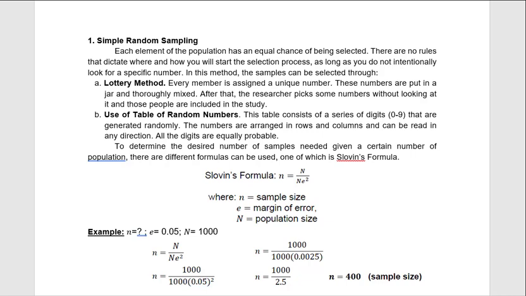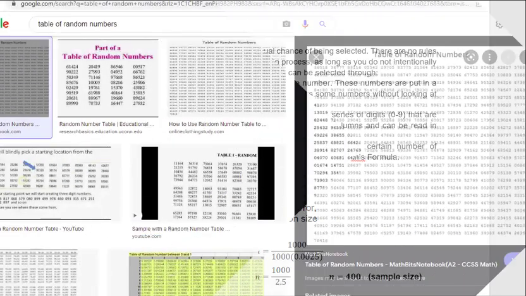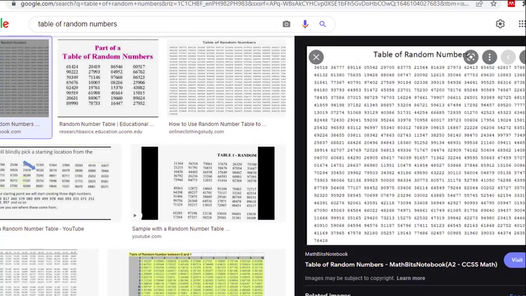Okay? Next, use of table of random numbers. This table consists of a series of digits, 0 to 9, that are generated randomly. The numbers are arranged in rows and columns and can be read in any direction. All the digits are equally probable. To give you an example of what a table of random numbers looks like, it's like this.